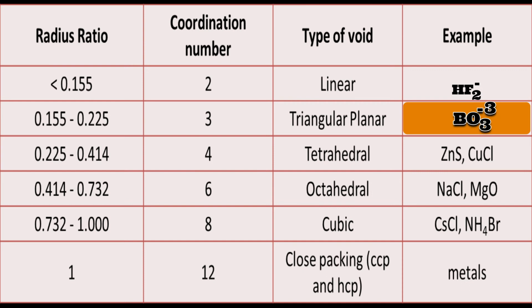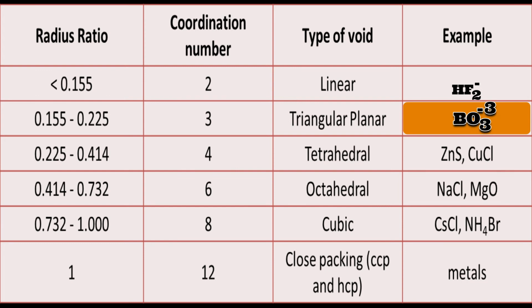Now the last portion is for the metals where the coordination number is 12. HCP kind of packing may be possible, or cubic close packing, if the coordination number is 12 or the radius ratio is 1. Now let us discuss this table, or validate this table, with examples.